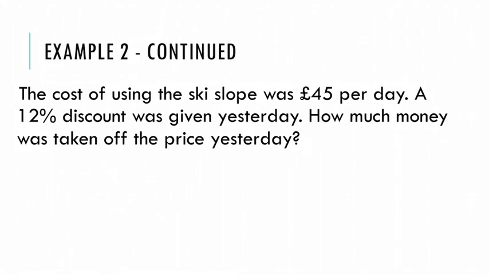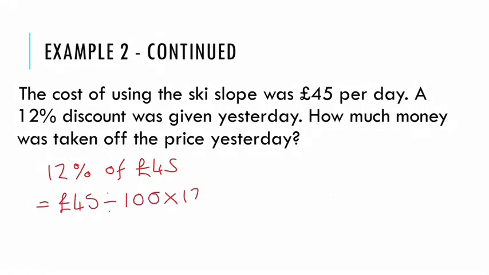Continuing this example, the cost of using the ski slope was £45 per day. A 12% discount was given yesterday. How much money was taken off of the price? So what they're asking us for is 12% of £45. So we take our amount of 45, we divide by 100, we multiply by 12, which gives us £5.40.